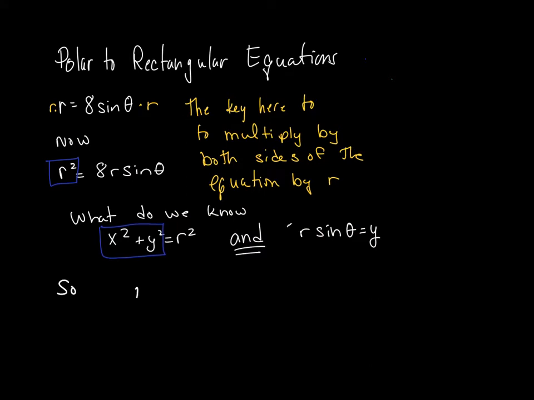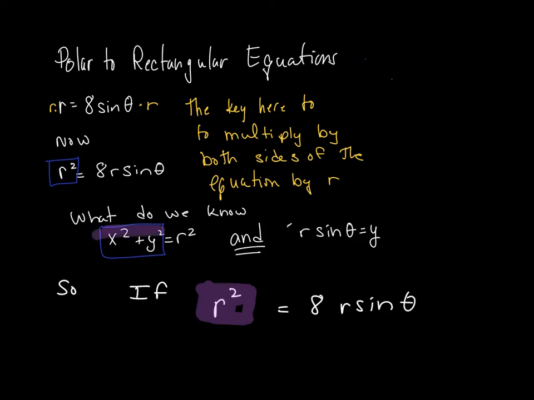So I shrink that up again. And remember what we're saying. We started off with r squared is equal to 8r sine of theta. And we're going to use the two equations that we have above to rewrite our rectangular equation. And we do that by taking that r squared and replacing it. R squared is equal to x squared plus y squared. So instead of r squared, x squared plus y squared.